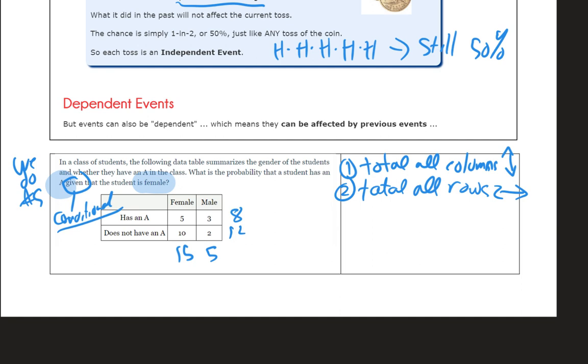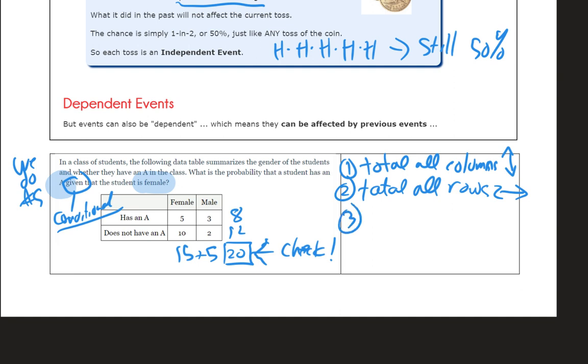All right, now here's the thing. This is how we check ourselves. 15 plus 5 gives us 20, right? And then these should add up the same too. 8 plus 12 should give us 20. So this is how we should check it, to make sure it's right. All right, so now that we have the totals for our columns and our rows, we can do our last step.